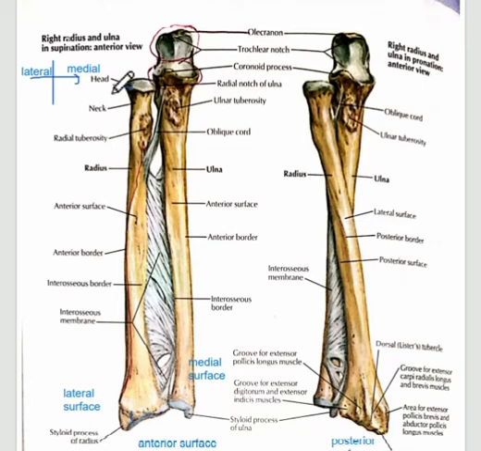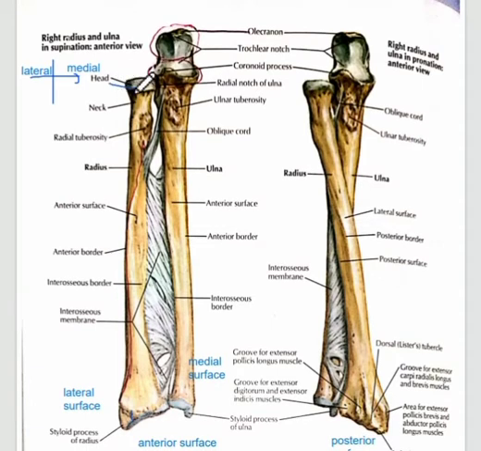Its upper end consists of the head. This is the head of radius. This head is surrounded by hyaline cartilage and from above it is concave, and this concave surface articulates with the capitulum of humerus to form part of the elbow joint, and medially it articulates with the radial notch of ulna to form the proximal radio-ulnar joint. Below the head there is the neck.